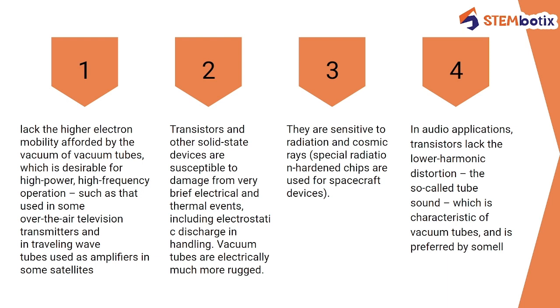Special radiation hardened chips are used for spacecraft devices, and also in audio applications. Transistors lack the lower harmonic distortions, the so-called tube sound, which is characteristic of vacuum tubes and is preferred by some.